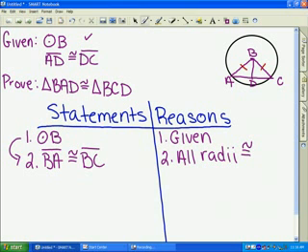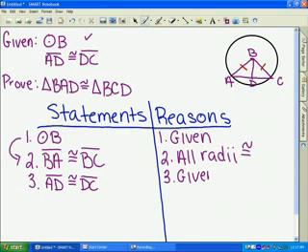Now, I use that given information. I'm going to put a check next to it. I'm going to go and grab my second piece of given information. AD is congruent to DC. That was given to us. I'm going to put a little check mark next to it, to say I've reached that part.